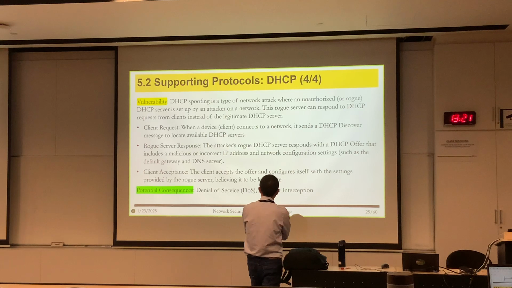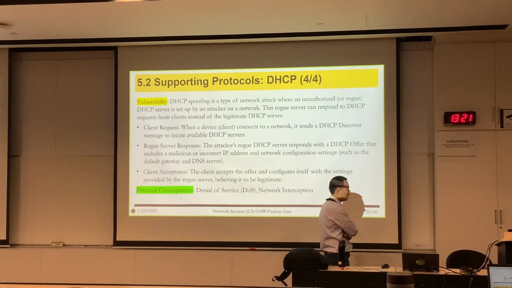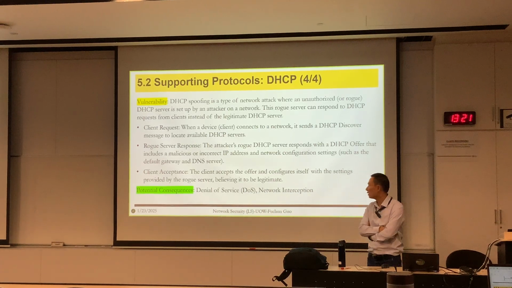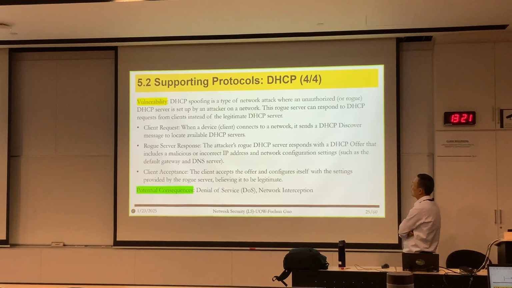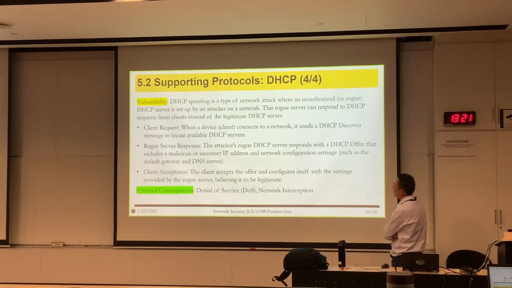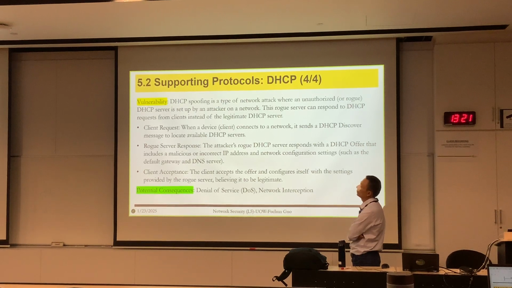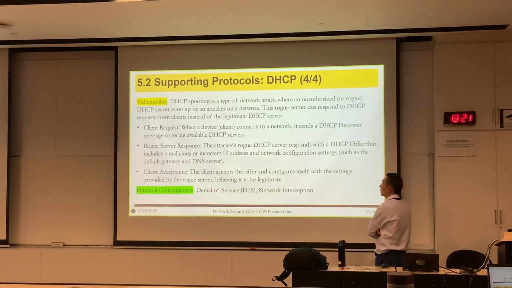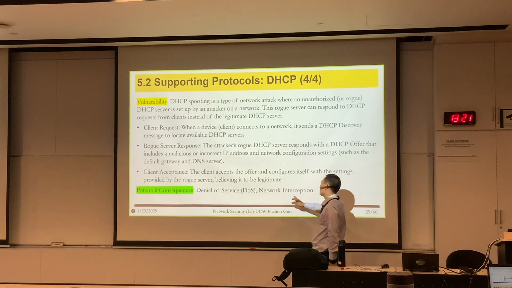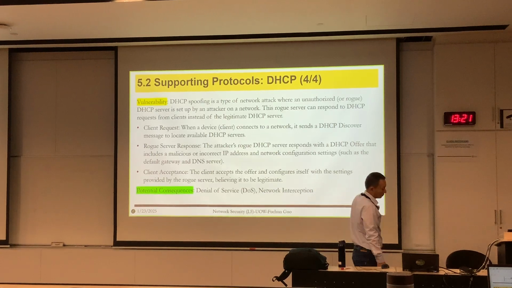I believe this is from the legitimate one. Eventually, the most important impact is that if the IP address is fake or wrong, this client can never communicate with the gateway because it cannot receive any packets. And this is called network interception.